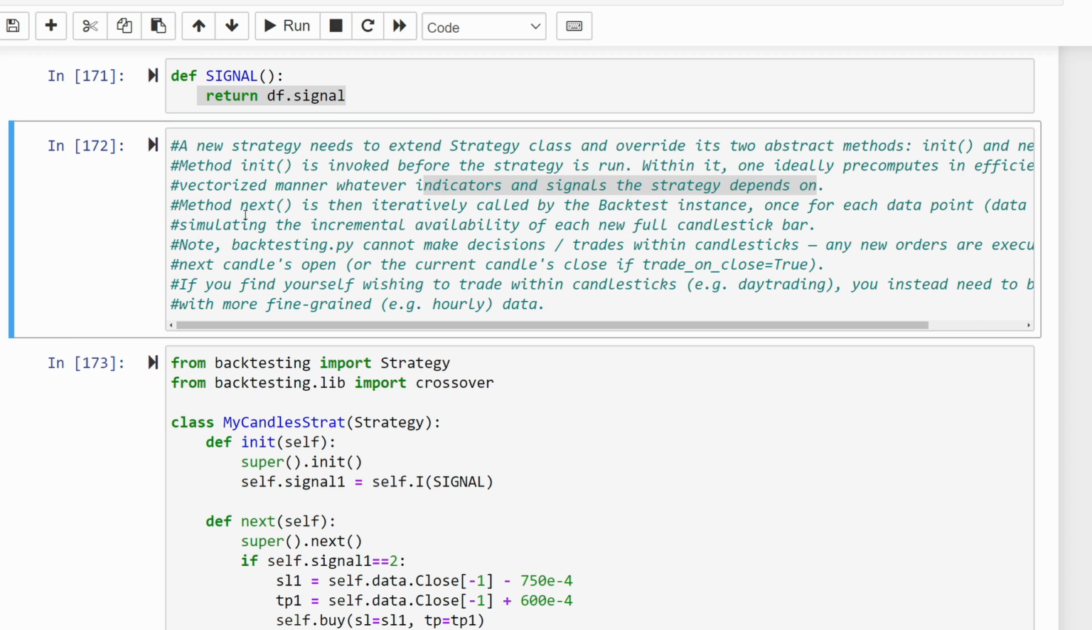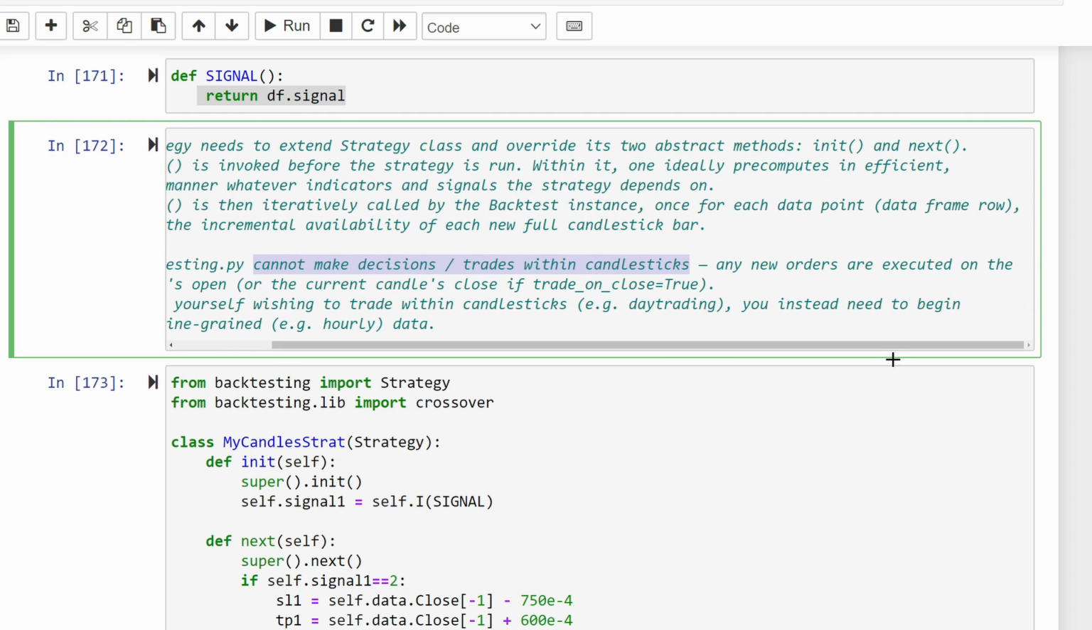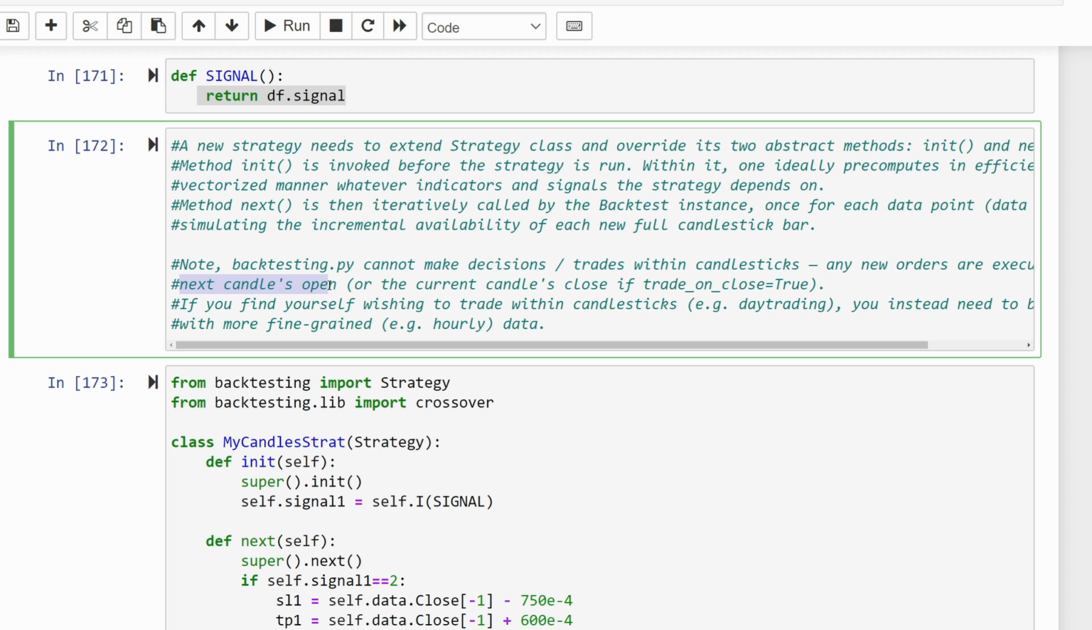Now the next method is called next. It's then iteratively called by the backtest instance. So this is important. This is where actually you are going to call the signal and apply actions like selling and buying positions to the market. Backtesting.py cannot make decisions and trades within candlesticks. So orders are either executed at the closing price or at the opening price of a candlestick. This is very important to know. So any new orders are executed on the next candle's open price, which is the current candle's closing price.